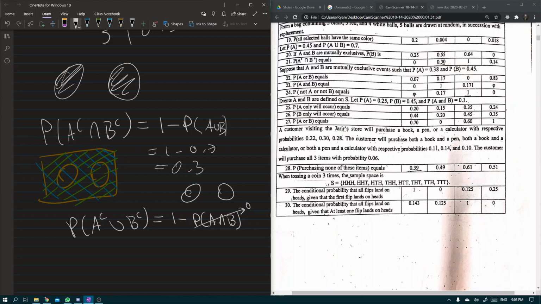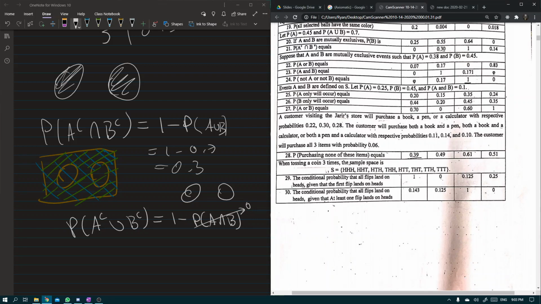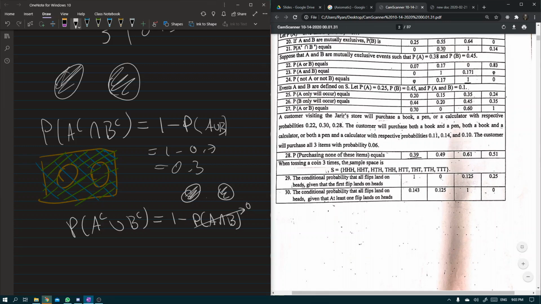Interesting. This is repeating. But what about 22? I didn't understand. Type number 22, A or B. A or B is just adding them together, because they don't have an intersection, as it's mentioned. Okay, so 25.